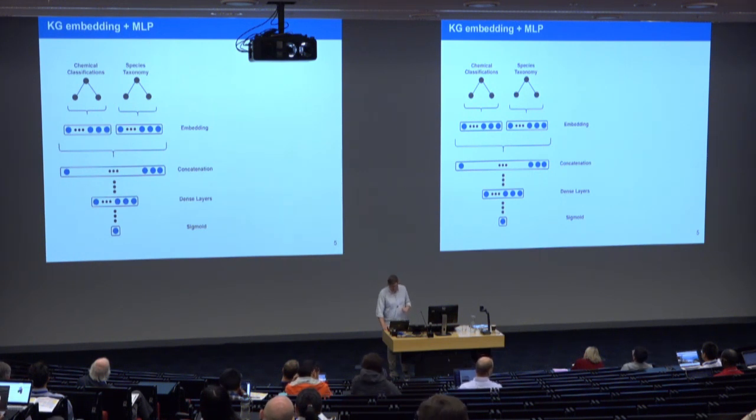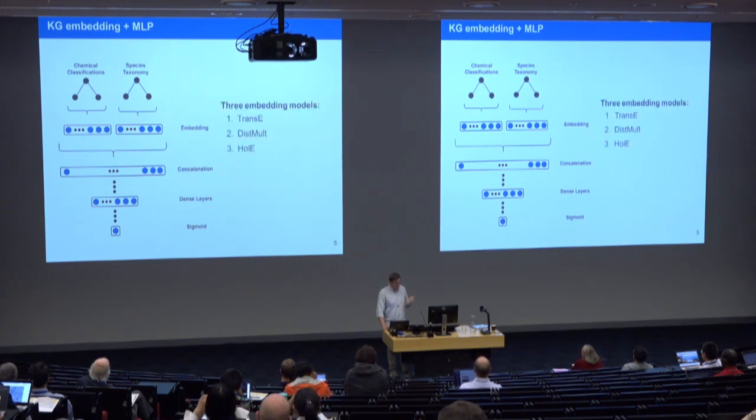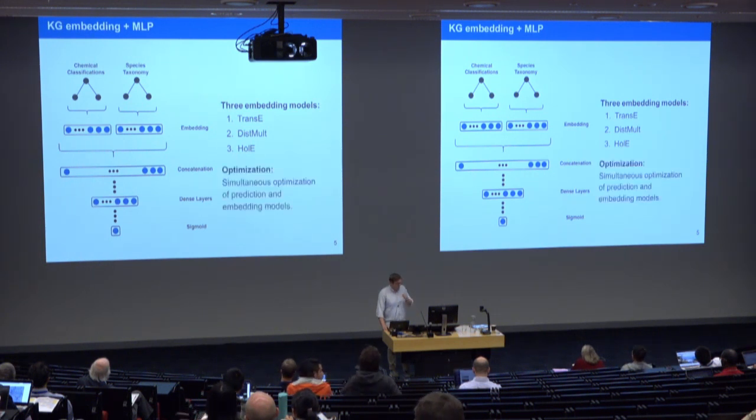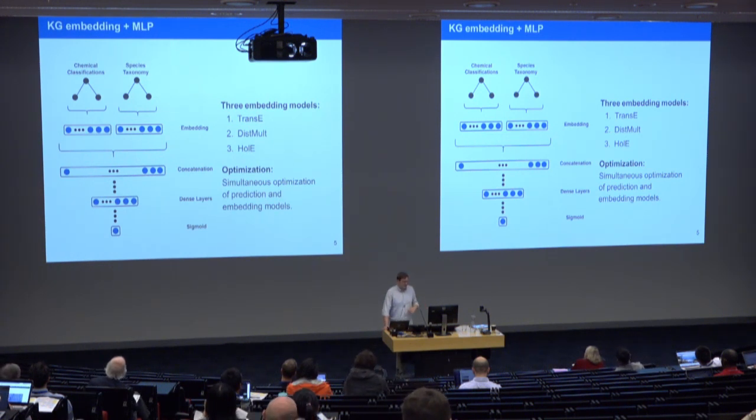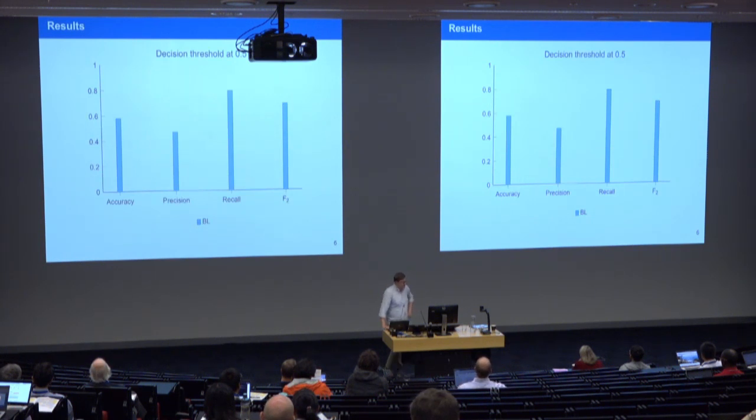And then finally, our knowledge graph embedding models replace the input to this model with the chemical classification and the species taxonomy. We have used in this work 3 different models, which were chosen because they're widely used in the literature and have shown good results. And then one final thing is that we optimize the embeddings at the same time as we optimize the prediction model. This is sort of to push the embeddings in the direction to be optimized for the task at hand. So, we can look at some results.